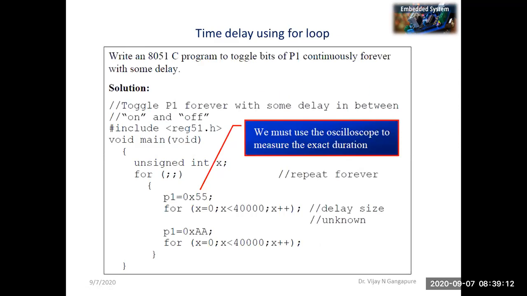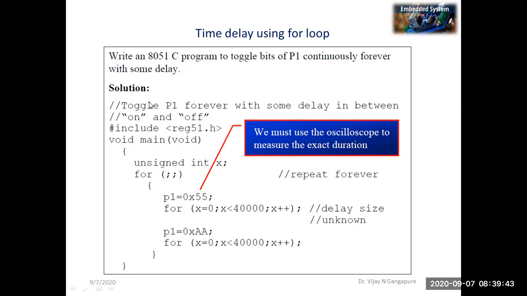So let us see one time delay that is written by using a for loop. Here the program is written: write an 8051 C program to toggle bits of port 1 continuously forever with some delay in between. So here the program is written, and the double slash is nothing but, whatever comes after this double slash is a comment actually.